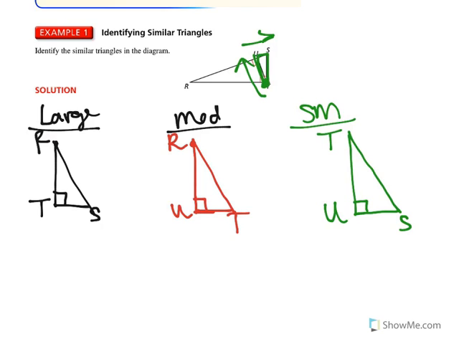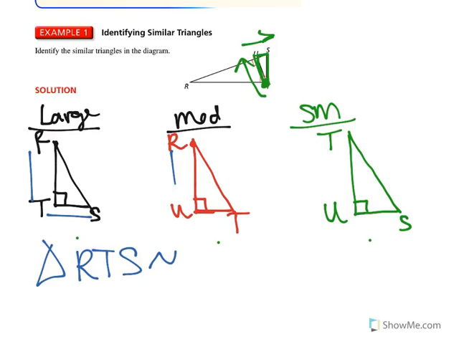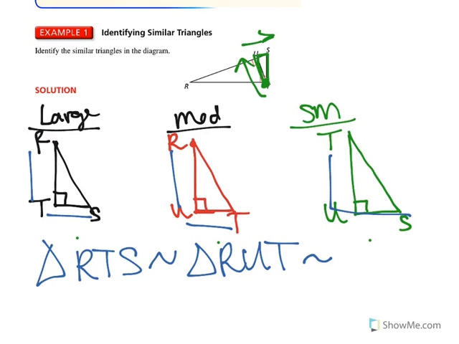Okay, now that I've written all 3 triangles and redrawn them to where they're upright, my similarity statements are going to be RTS is similar to, I went RTS, so on the medium I'm going to go triangle RUT, and then on the last one I'm going to go from T U to S is similar to triangle T U S. And that's how you do the first example.